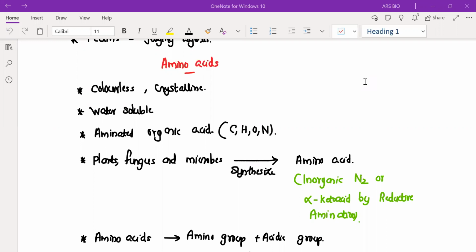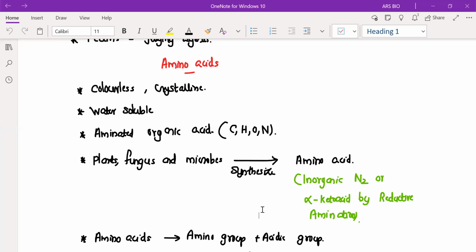First of all, amino acids are mostly colorless compounds. They don't have any particular color, and they are mostly crystalline compounds, meaning crystalline structures will be there for the amino acids. These amino acids are the simplest unit, or the monomer units, of protein molecules. Today in the class we discussed a little bit about the structure of protein molecules, and they are mostly water soluble compounds. Water soluble means they dissolve inside the water.